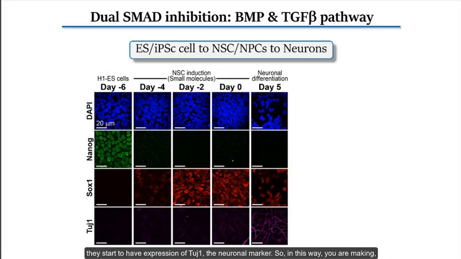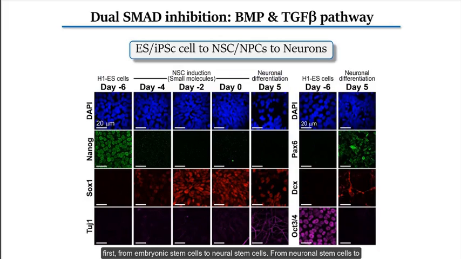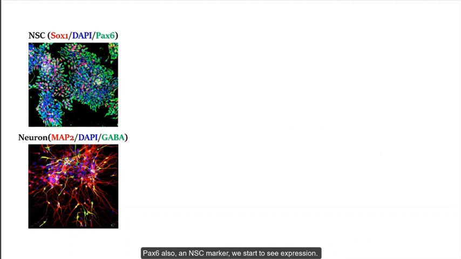You can start seeing expression of TUJ1, that is a neuronal marker. So in this way, you are making first from embryonic stem cells to neural stem cells, from neural stem cells to neurons. And at the same time, using another marker like OCT4, this stays positive for embryonic stem cell and completely disappears at this stage. Doublecortin, a neuronal marker that I mentioned before, starts expressing. And PAX6 also, you see, PAX6 is an NSC marker that got expression also using dual SMAD initially.